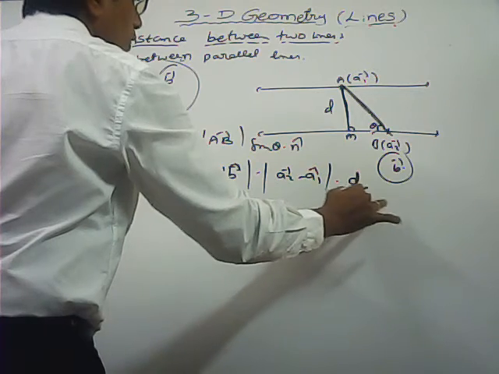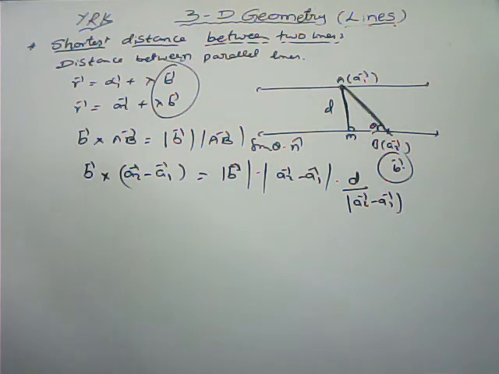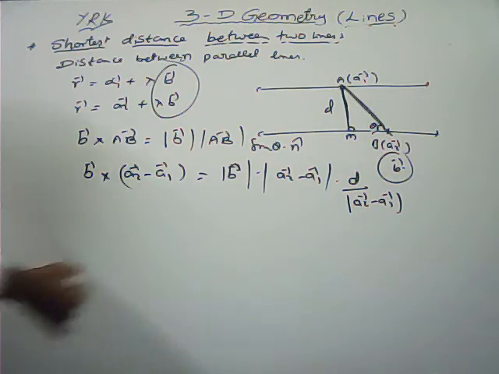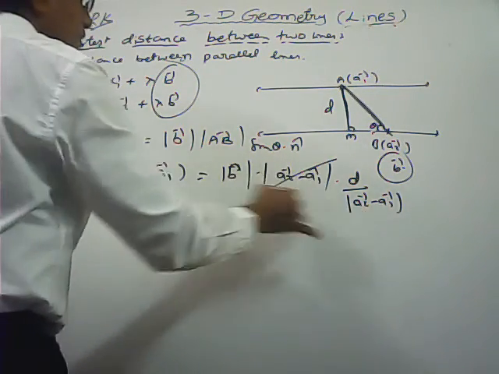Modulus of A2 bar minus A1 bar, that is the vector AB bar. What about its modulus? Modulus of AB bar means OB bar minus OA bar only. So here we can cancel these two.